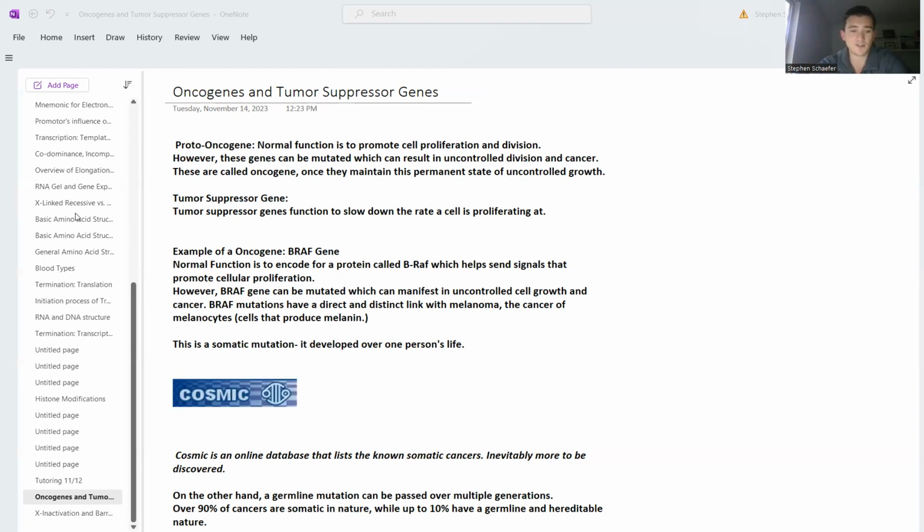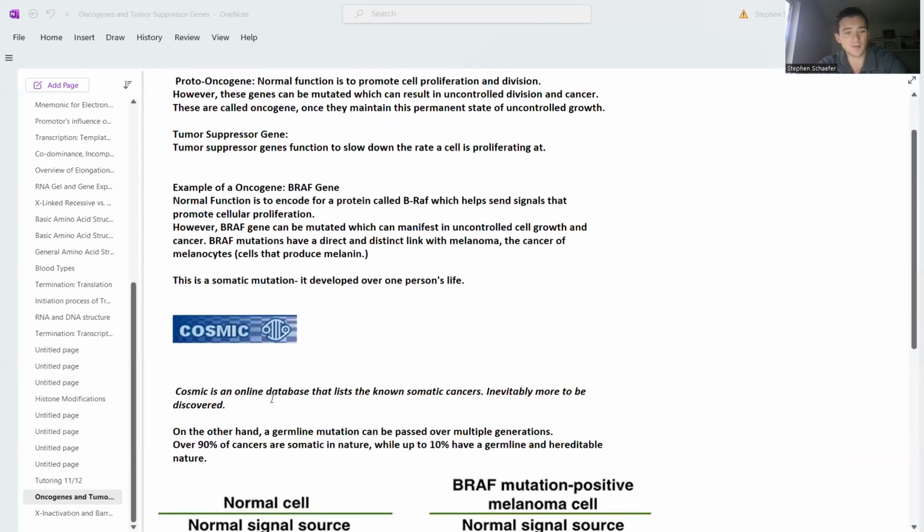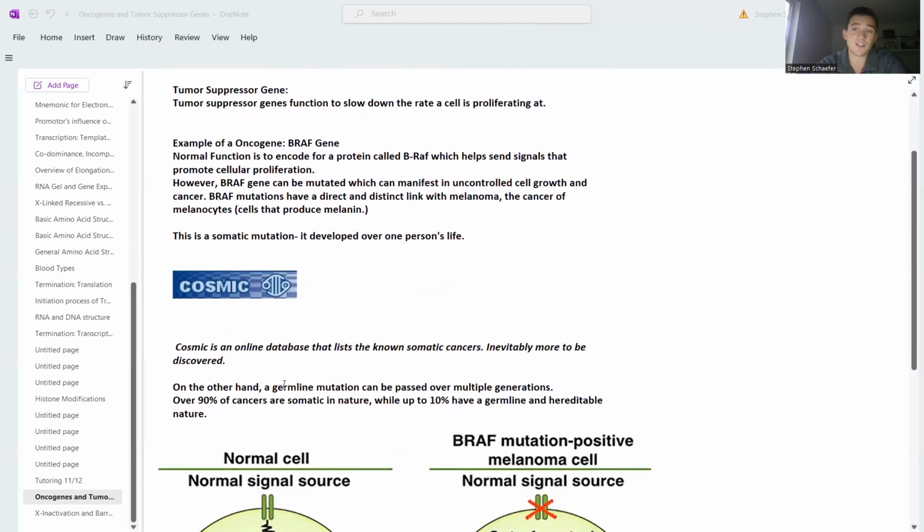On the other hand, there's a thing called germline mutations, and these can be inherited and passed down through generations. However, it's important to know that over 90% of cancers are somatic, while up to 10% are germline, meaning they can be inherited and passed through generations. This has some connotations, meaning cancer has environmental factors that can cause this somatic mutation.